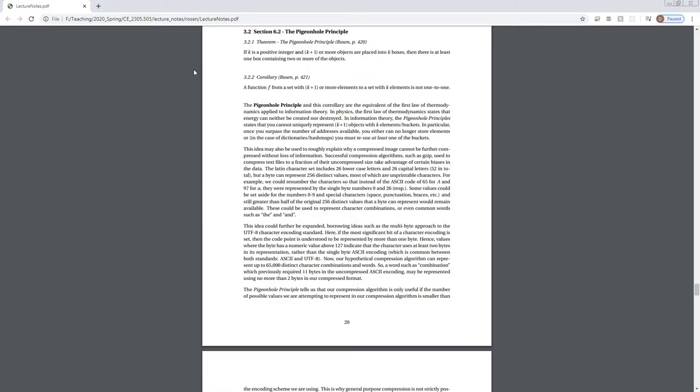Anyway, so this was developed by Dirichlet, who was the son of a mailman, a postal worker, basically. He thought of this for that very reason, just the idea that you can't possibly assign k plus 1 distinct elements to k mail slots, basically.